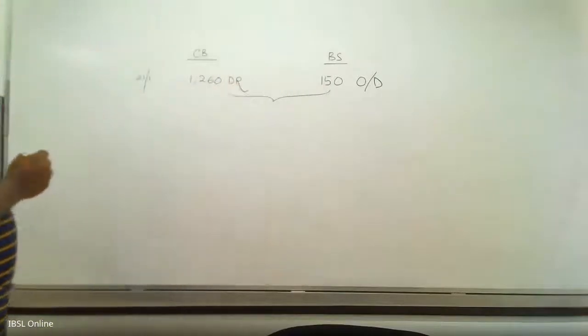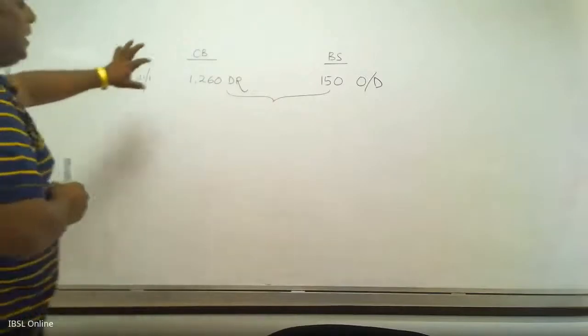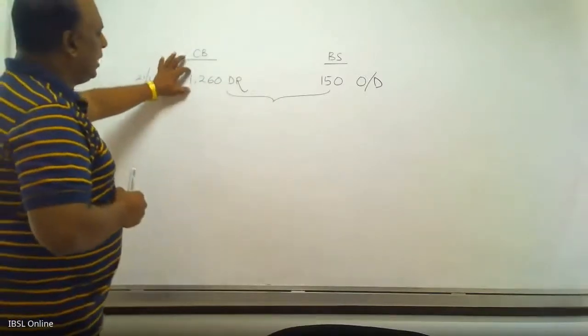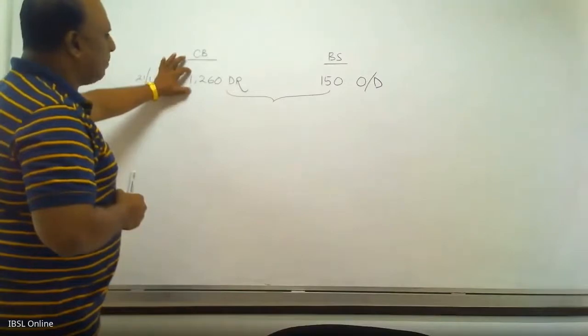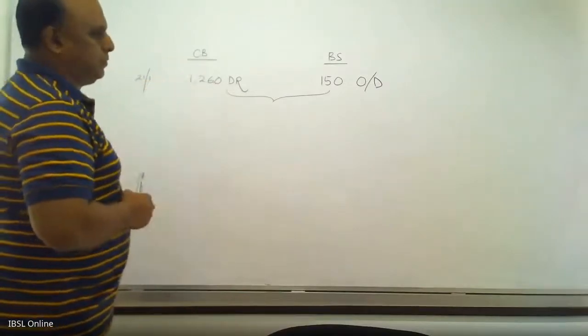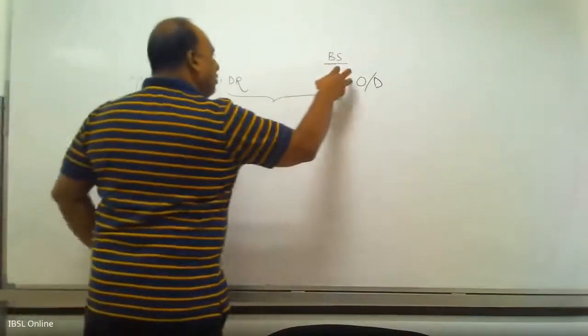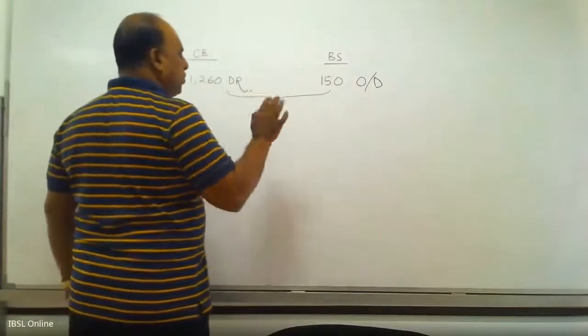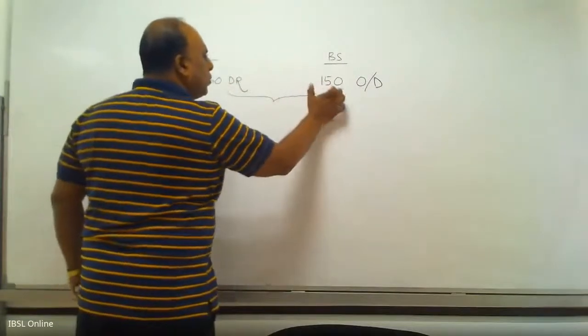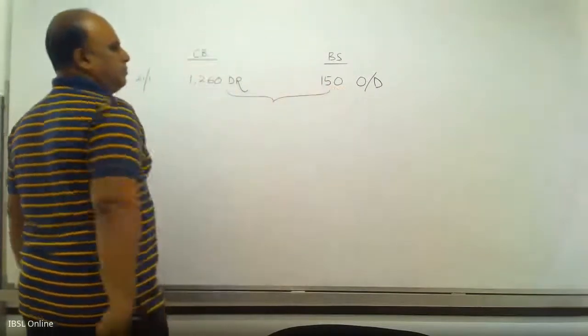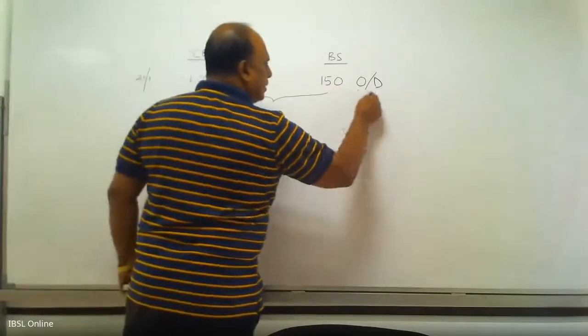Now there is a contradiction. I am saying that it is an asset for me, where the bank has to pay me 1,260. But the bank says, no, I don't need to pay you. You only have to pay me 150. That's why I am showing it as an overdraft.